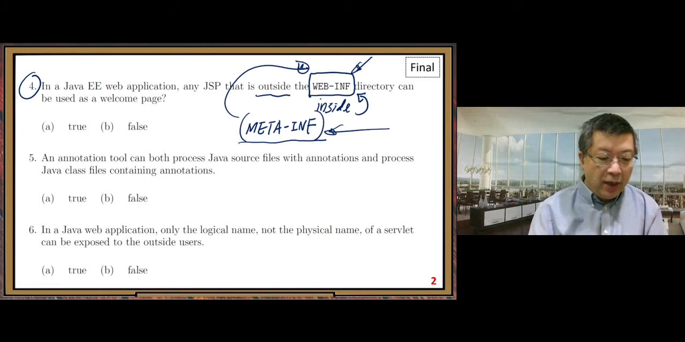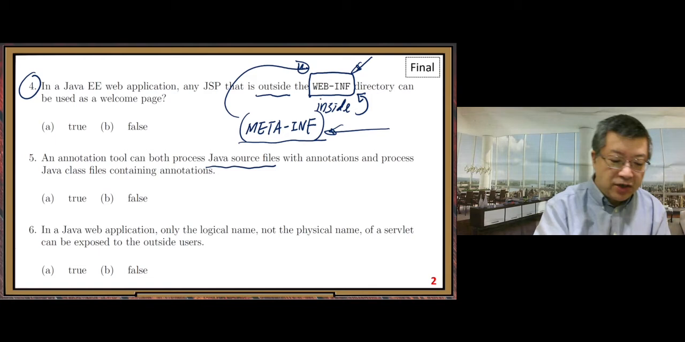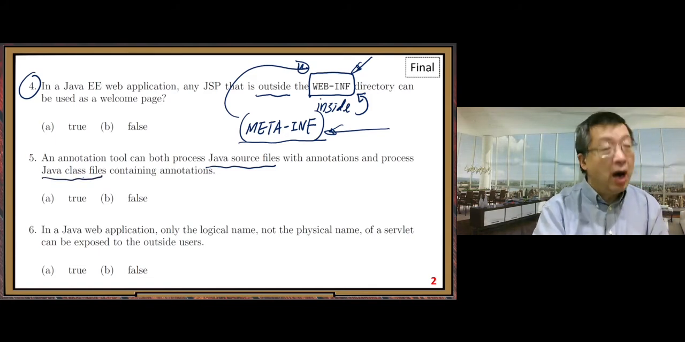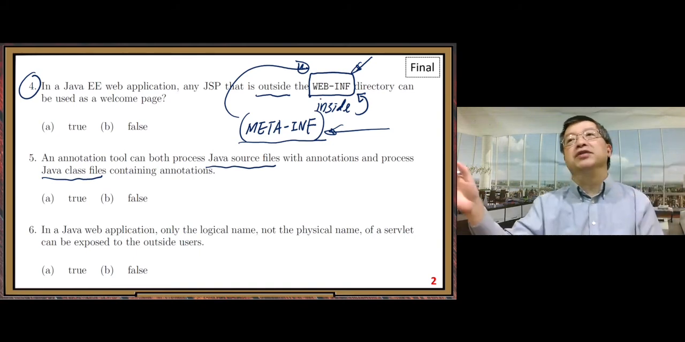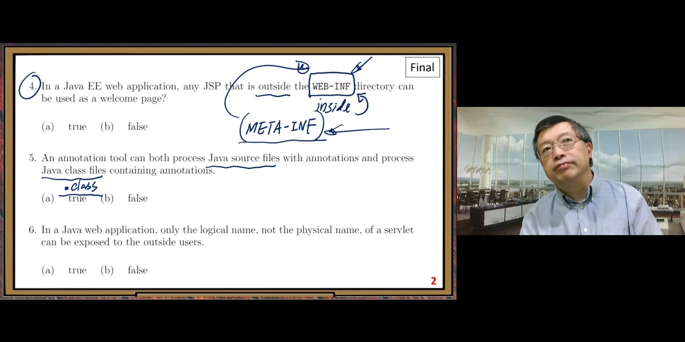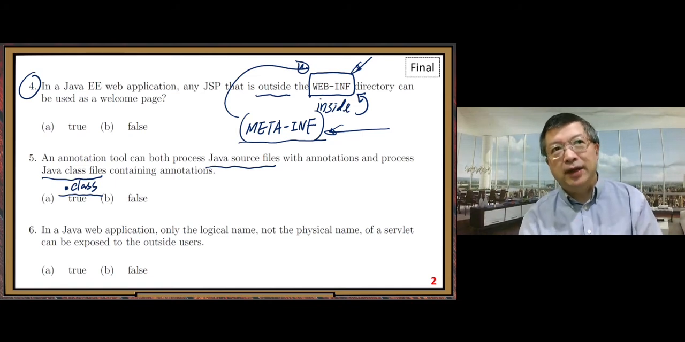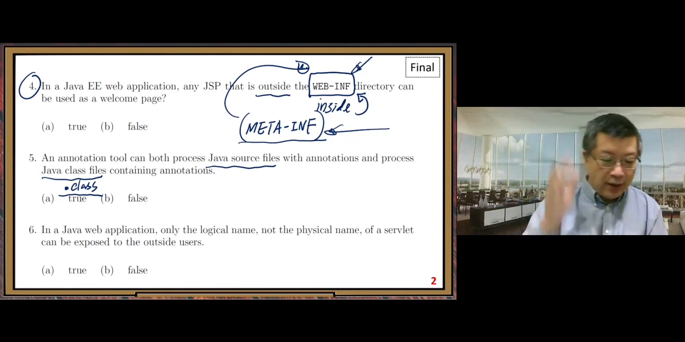Number 5: an annotation tool can both process Java source files with annotations and process Java class files. Class file means compiled source file. After compilation, we get the Java .class files, right? For that case, think about it. In the notes, we talk about that. That's the basic property available in the notes. Number 5.